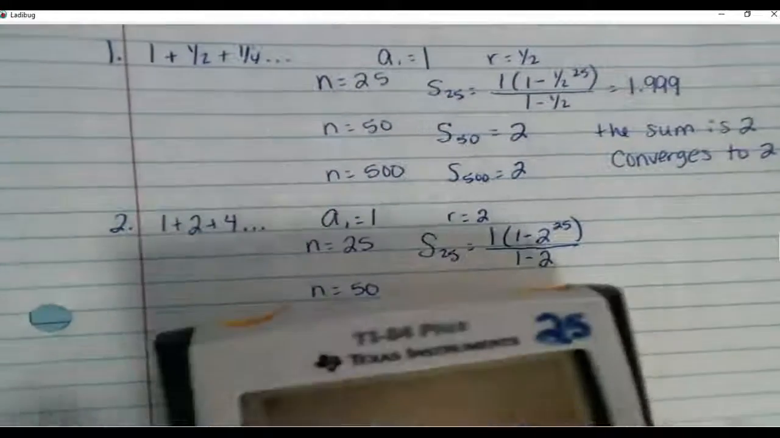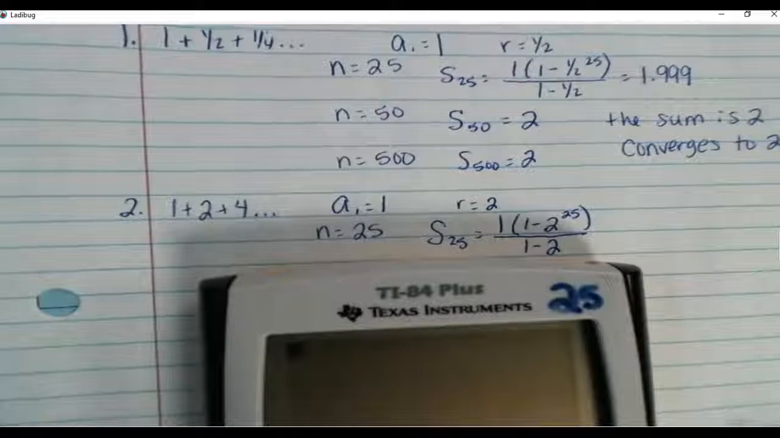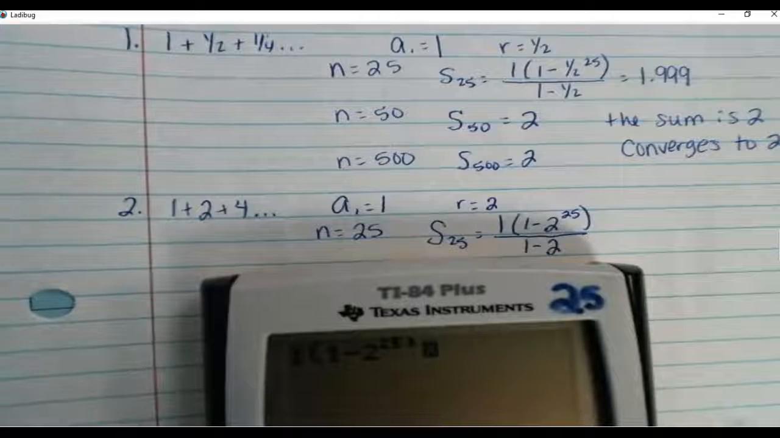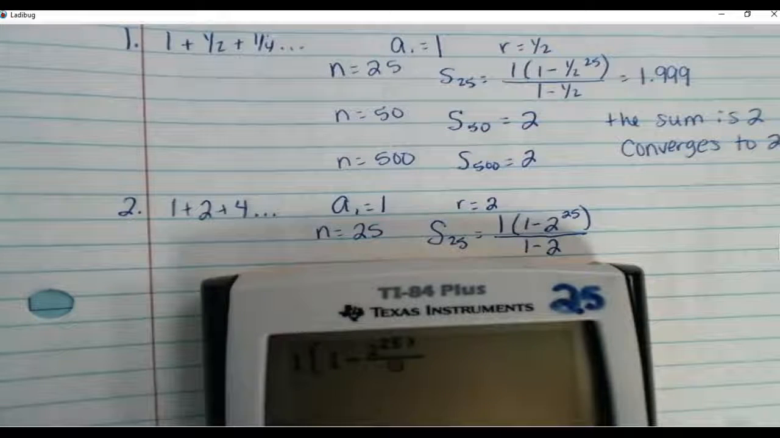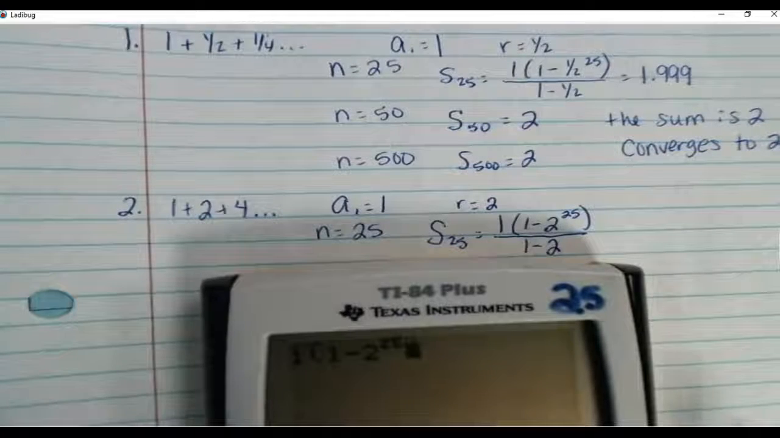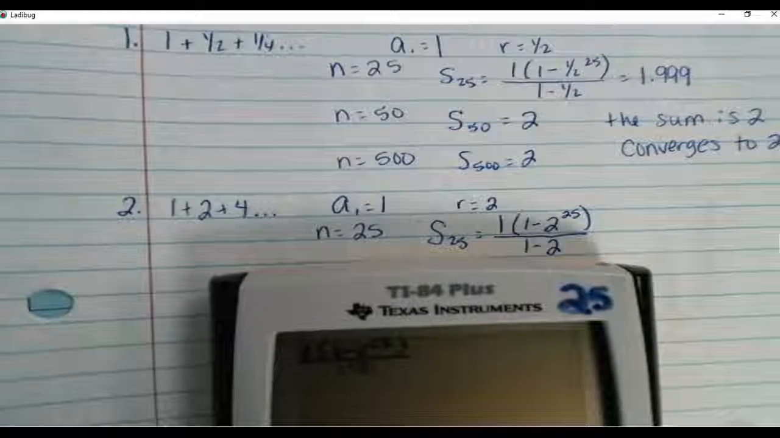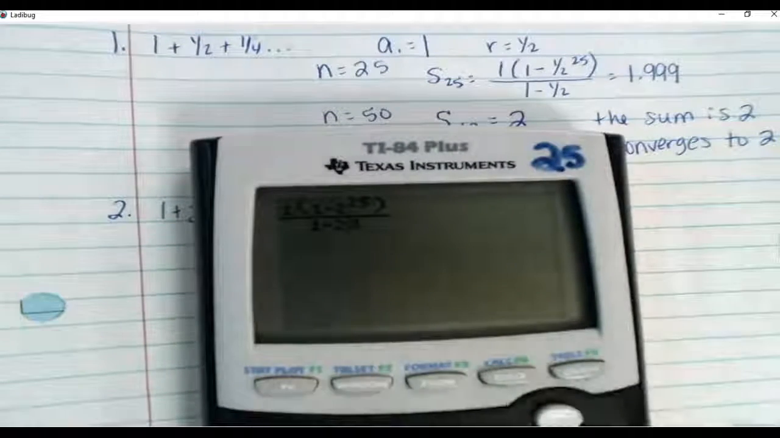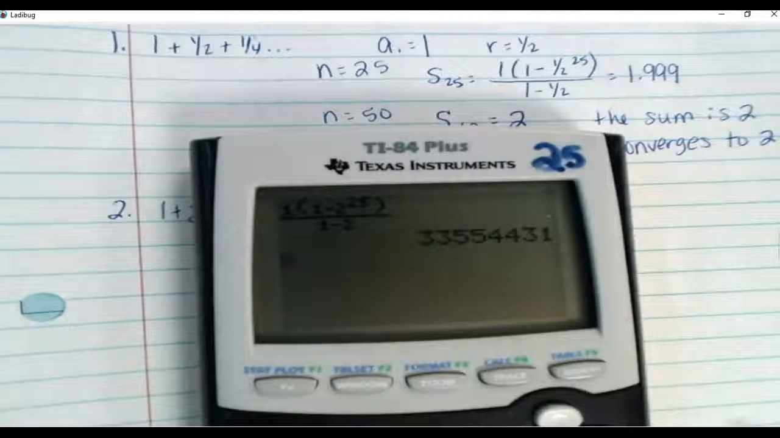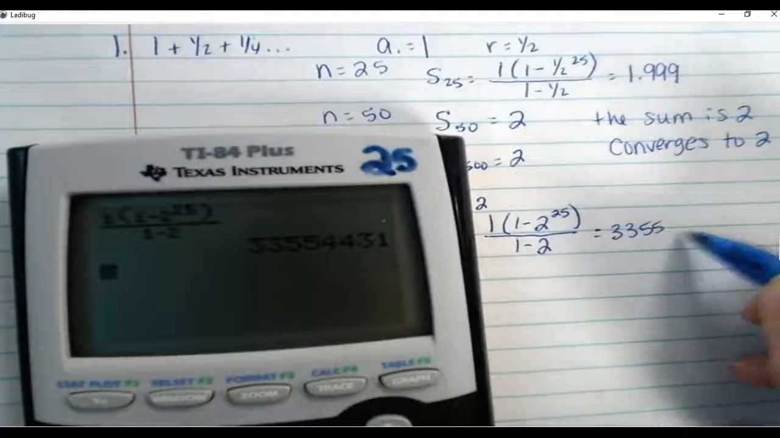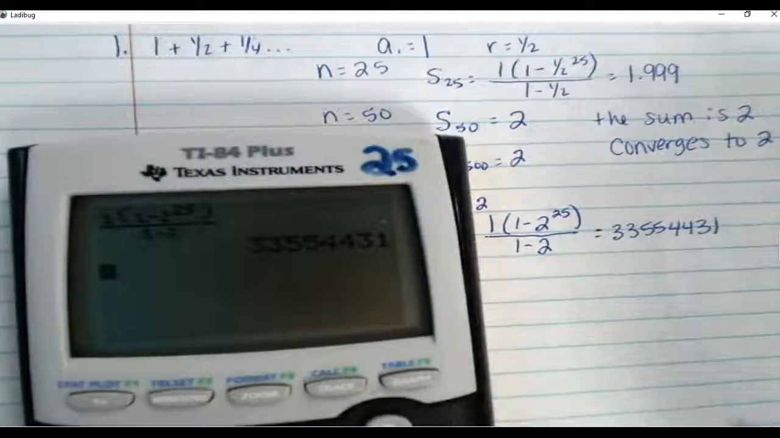And then again, we just type it in. If I can ever type it in. So we type it in, and hopefully you get this big, huge number. So 3, 3, 5, 5, 4, 4, 3, 1.